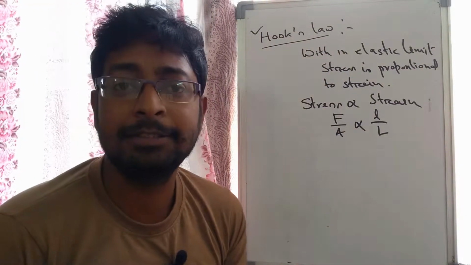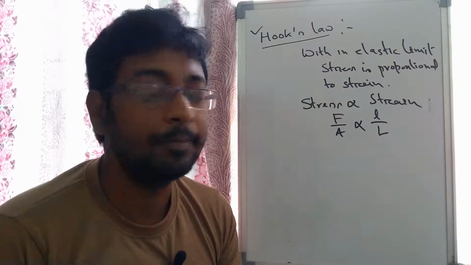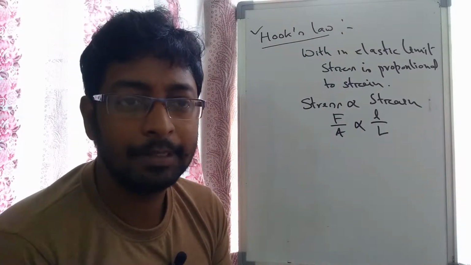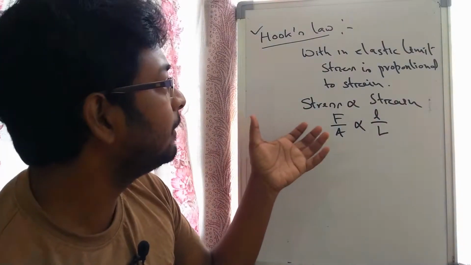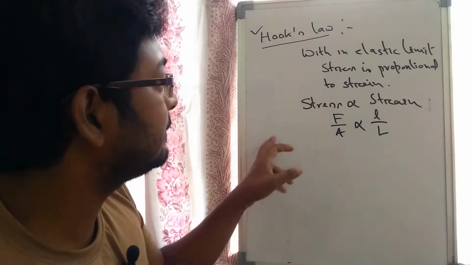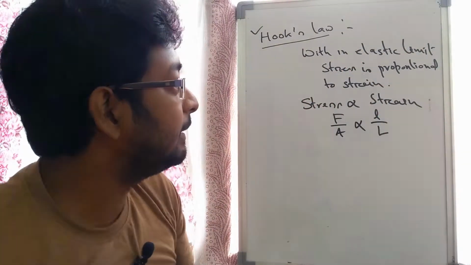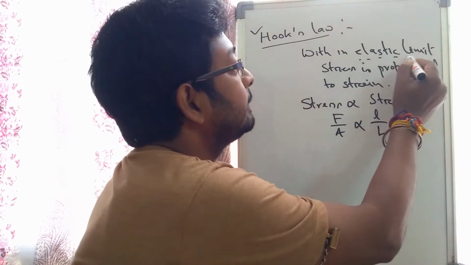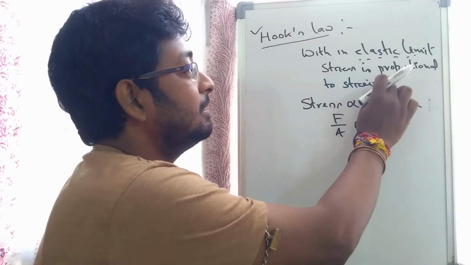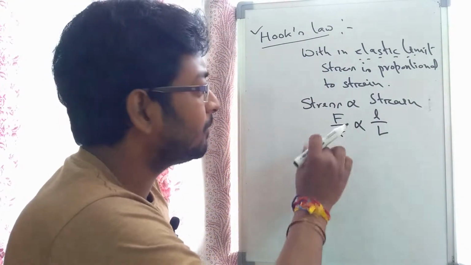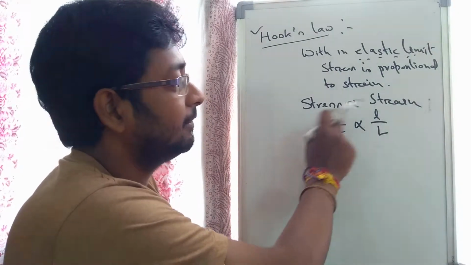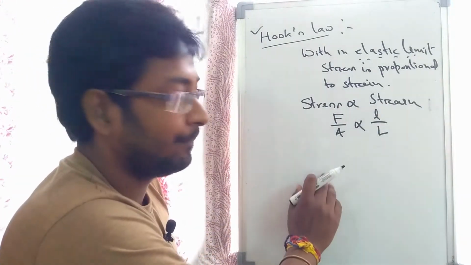So this is basically the continuation of my elasticity chapter, and this is a very simple law. This law states that within the elastic limit, this is the important point, within the elastic limit, our stress is proportional to the strain. So what is the formula for the stress? Stress is directly proportional to the strain.